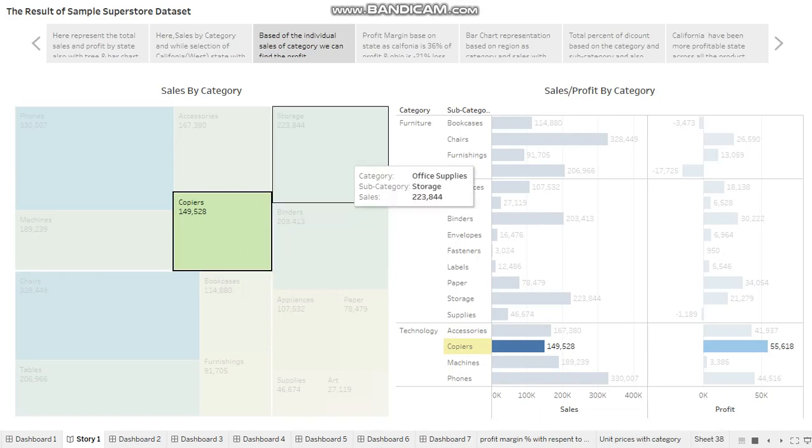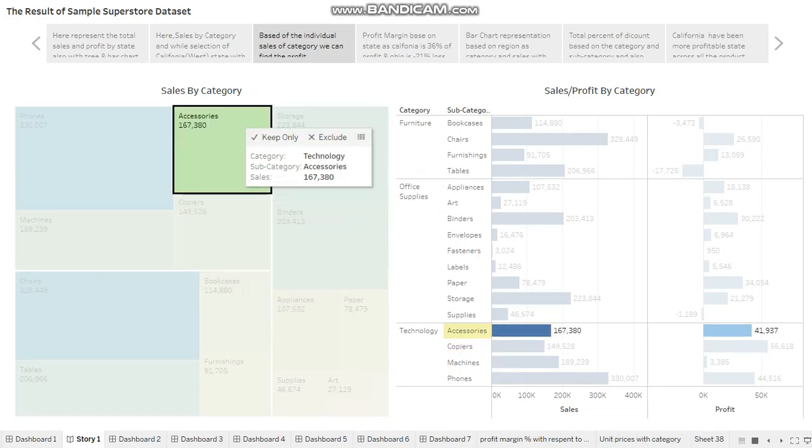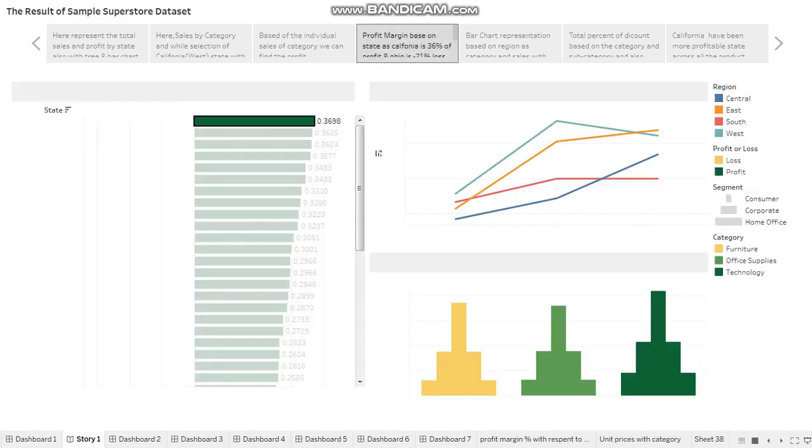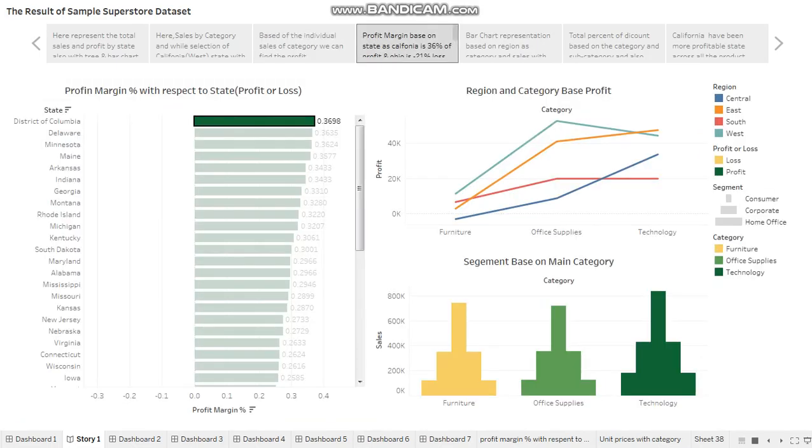So when I just select on this, there is some time or delay required to get the output from that side. After that we have the representation of the profit margin based on that particular state. So here we have to see that the state Colombia, where the profit margin is 0.